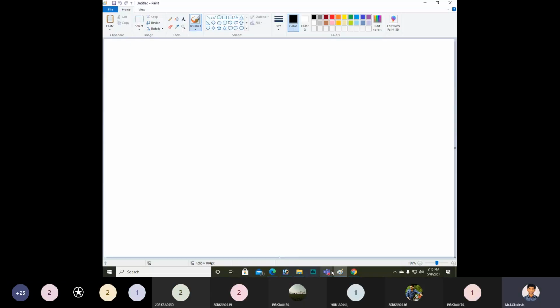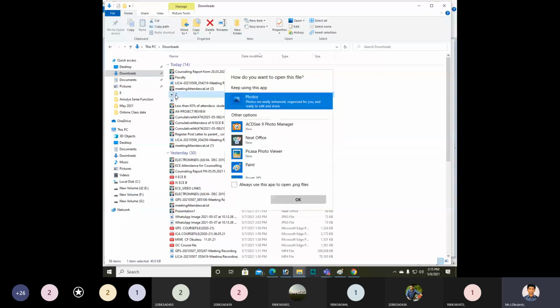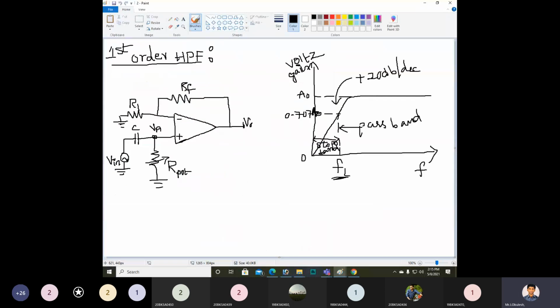First, you need to see the diagram for this first order high pass filter. This is the first order high pass filter diagram. You need to remember that. Now first you need to remember this first order high pass filter.